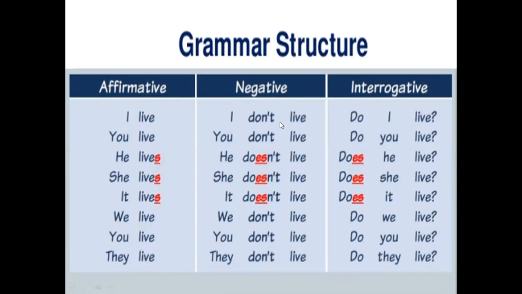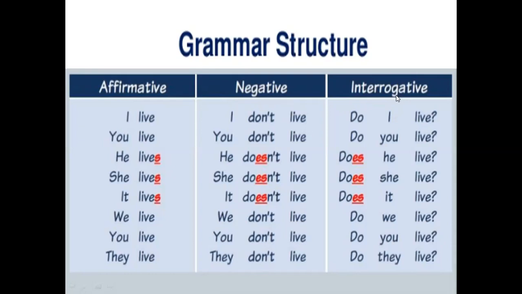For negative, we can say it is negative just simply because we have the words doesn't and don't. I don't live, you don't live, he doesn't live. Again, no s here because we have doesn't. She doesn't live, it doesn't live. We don't live, you don't live, and they don't live. Negative.